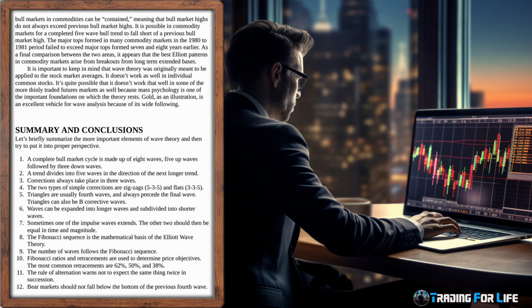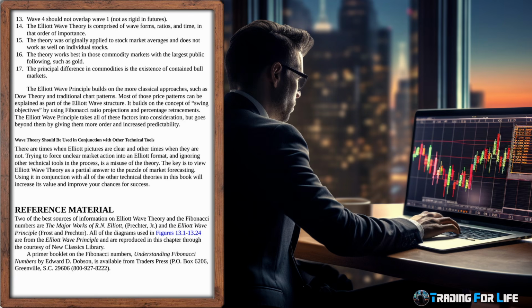12. Bear markets should not fall below the bottom of the previous 4th wave. 13. Wave 4 should not overlap wave 1, not as rigid in futures. 14. The Elliott wave theory is comprised of waveforms, ratios, and time, in that order of importance. 15. The theory was originally applied to stock market averages and does not work as well on individual stocks. 16. The theory works best in those commodity markets with the largest public following, such as gold. 17. The principal difference in commodities is the existence of contained bull markets.